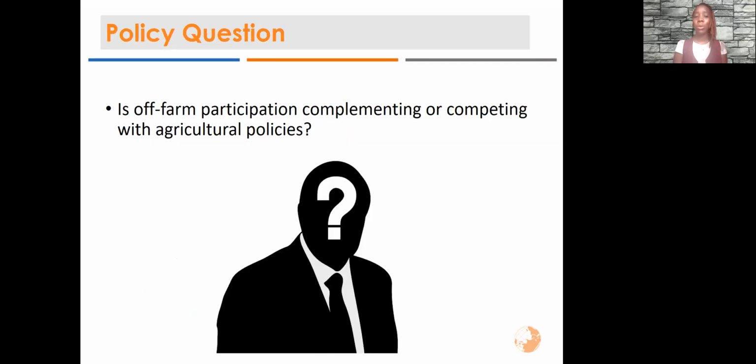Consequently, our policy question is: is off-farm participation complementing or competing with agricultural policies in Tanzania and Uganda? Policies aimed at leveraging off-farm participation will be deemed appropriate where there is evidence of a complementarity effect. On the other hand, evidence of a competing effect would mean that policies should aim at countering the adverse effects of off-farm participation on agricultural production.